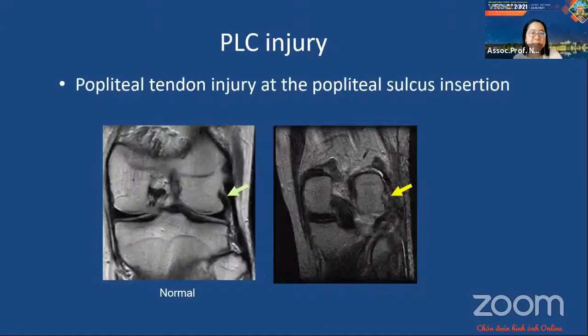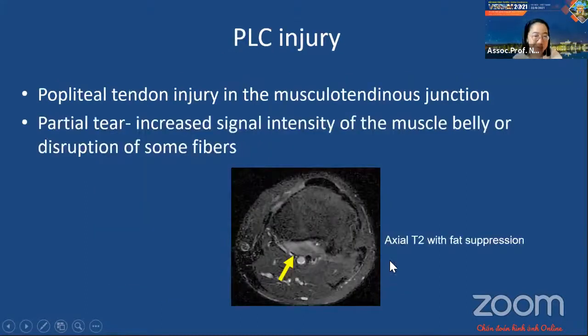Proximal tendon injury is quite easier to identify at the proximal sulcus insertion, where you can see normal tendon at the sulcus. In this patient, you cannot see anything at the sulcus, so this indicates injury. As Dr. Jung has told you, the myotendinous unit is where you can get injury. Try to identify the muscles and look at abnormal signal intensity in the muscle. This indicates partial tear, with increased signal intensity in the muscle belly, while you have some disruption of fibers.